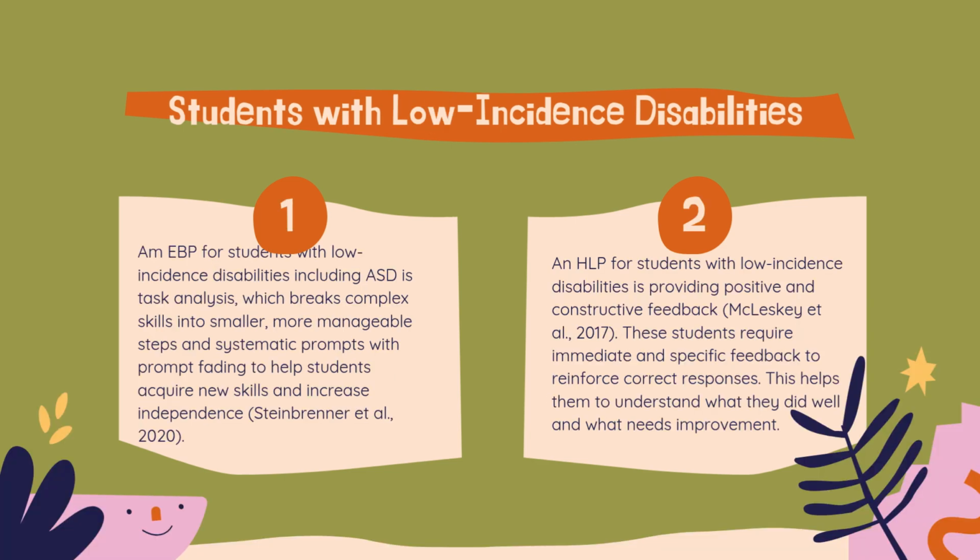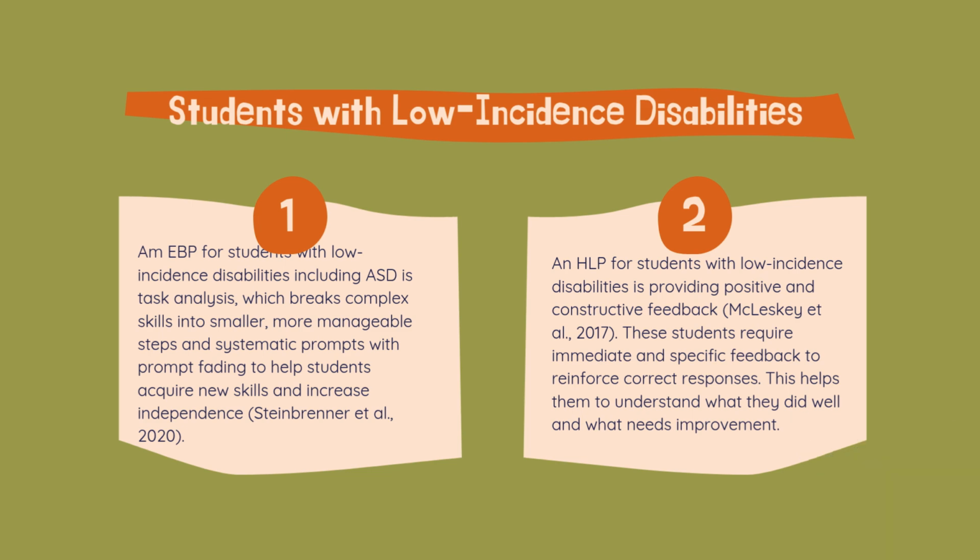An EBP for students with ASD is task analysis, which breaks complex skills into smaller, more manageable steps, and systematic prompts with prompt fading to help students acquire new skills and increase independence. An HLP for students with low-incidence disabilities is providing positive and constructive feedback. These students require immediate and specific feedback to reinforce correct responses. This helps them to understand what they did well and what needs improvement.